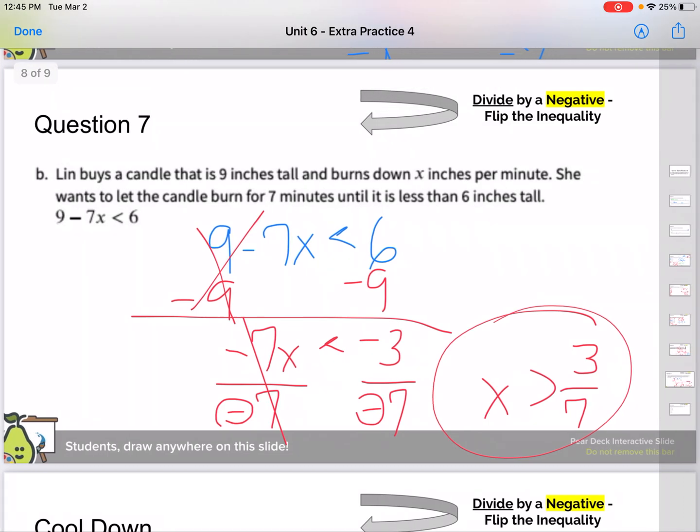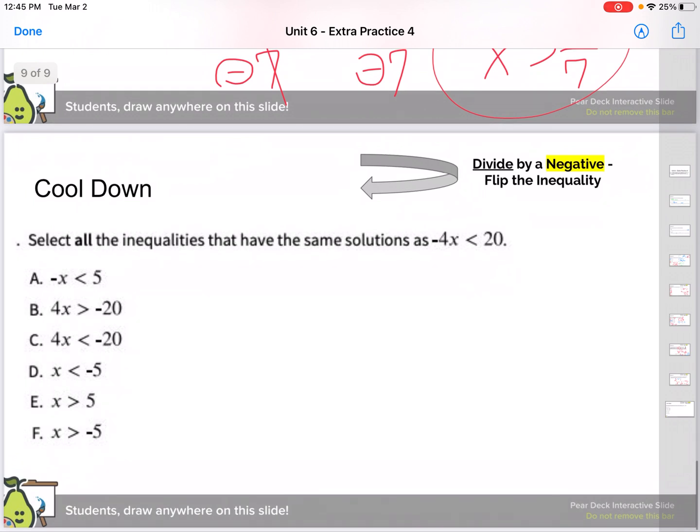So then your cool down, it says select all the inequalities that have the same solution as negative 4x is less than 20. I'm reminding you that when you divide by a negative, you need to flip that inequality.